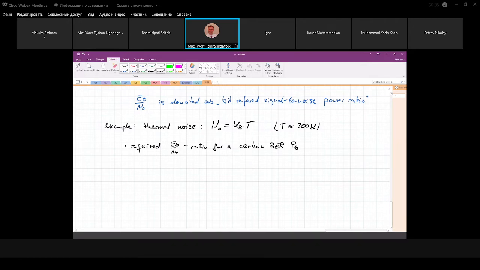Then we have to ensure, for instance, that Eb by N0 is 10. Then we denote this as eta, let's say, in linear scale, not in dB. So this ratio, we just say this is eta. Then we say, okay, therefore the required energy per bit is just this required ratio times our actual noise power spectral density. So this is the energy per bit we need, okay?